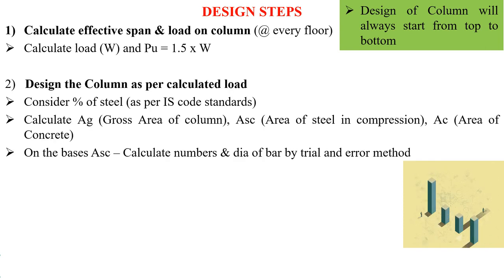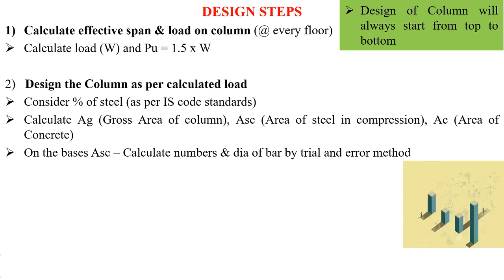The second step is to design the column as per the calculated load. Once you're done with the calculation of the load, which we also did in the second video of this series, in which we calculated all the loads in a practical way, we also saw the load from a beam, load from a slab, load from the self weight of the column, and even from the brickwork. So let's move to this part: design of the column as per the calculated load.